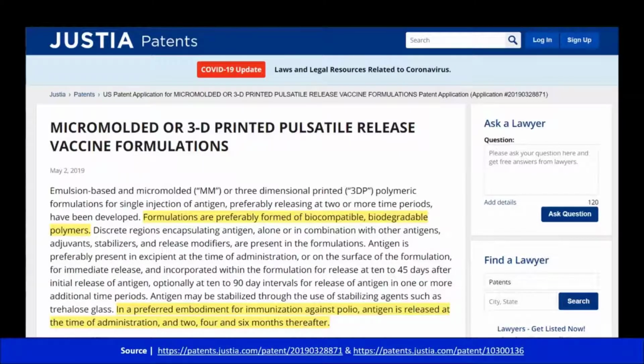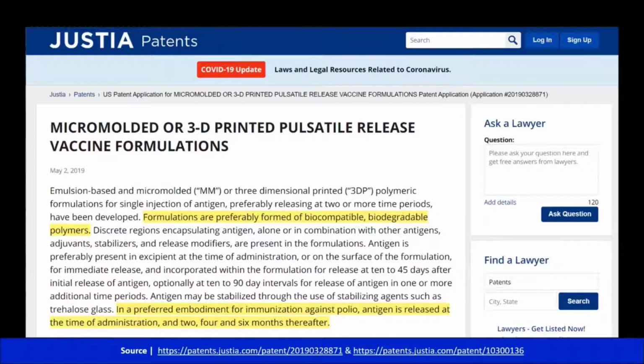So here's the most interesting patent that I found. And this was the one with the publication and the patent that I was just quoting. It's micro-molded or 3D printed pulsatile release vaccine formulations. So that sounds technical. May the 2nd, 2019. Formulations are preferably formed of biocompatible, biodegradable polymers. In a preferred embodiment for immunization against polio, antigen is released at the time of administration and 2 or 4 or 6 months thereafter. Okay, so I'm going to show you exactly what this is in a picture.